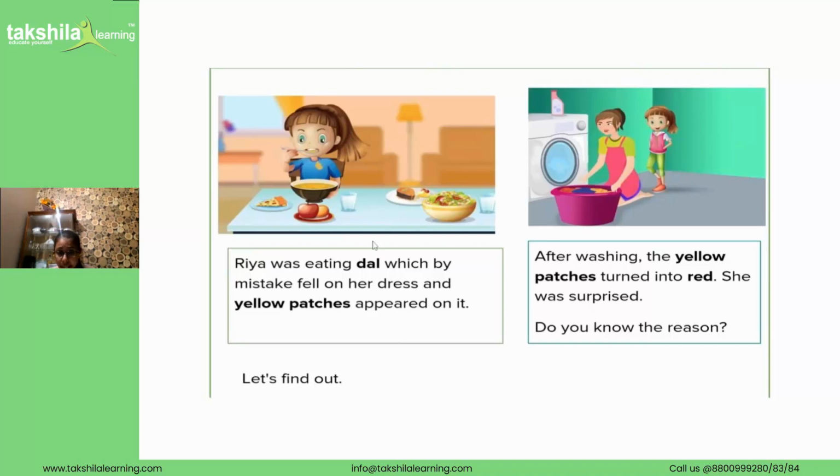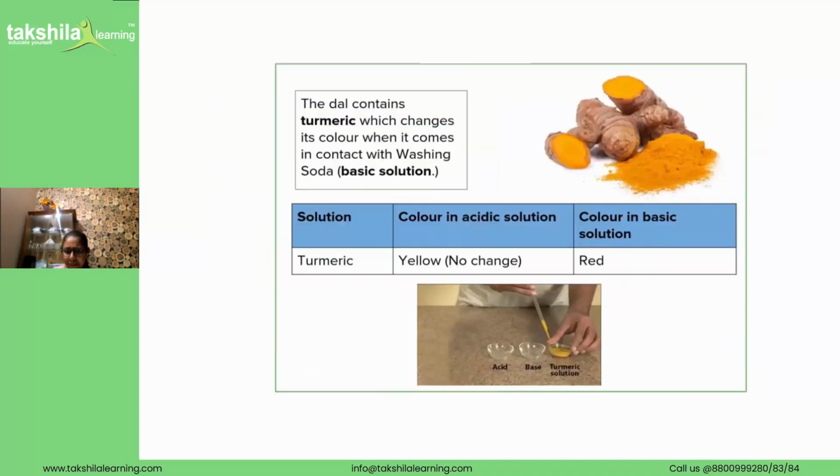So after Ria's mother washed the clothes, the yellow patches on the t-shirt turned red. Surprised, right? Are you surprised? And do you know the reason behind it? Well, for the reason we need to try this in our homes. But why did it turn red and why not yellow? So the dal contains turmeric, which changes its color when it comes in contact with washing soda. And washing soda is a basic solution.